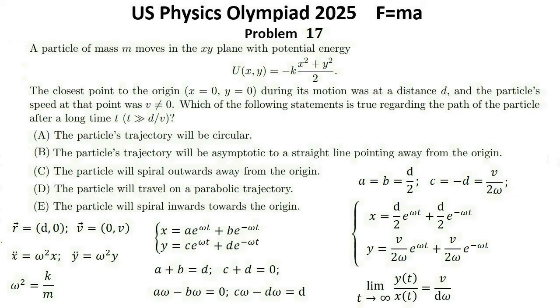solution. In the long run, the positive exponential term will dominate, and the particle's trajectory will be asymptotic to a line passing through the origin with slope v0 divided by d omega. Note that the positive exponential term cannot be equal to 0, since the particle had a point of closest approach to the origin. This is the answer B, and this was the solution to problem 17.